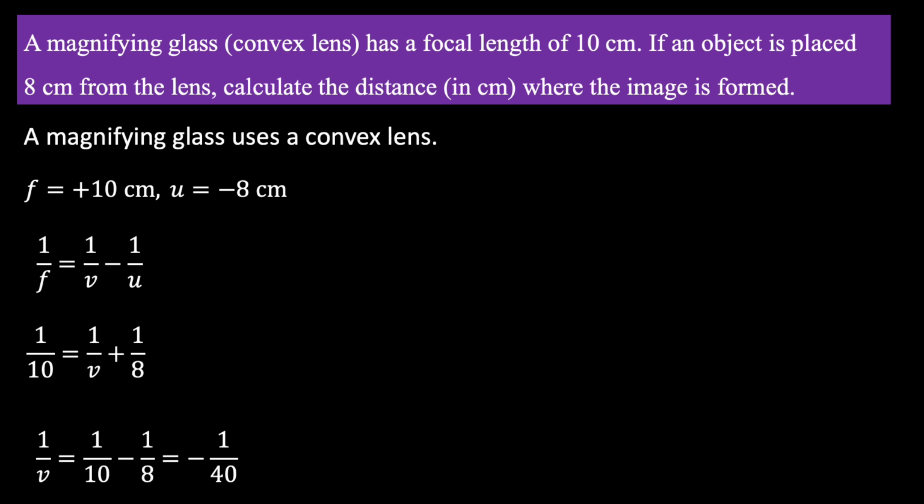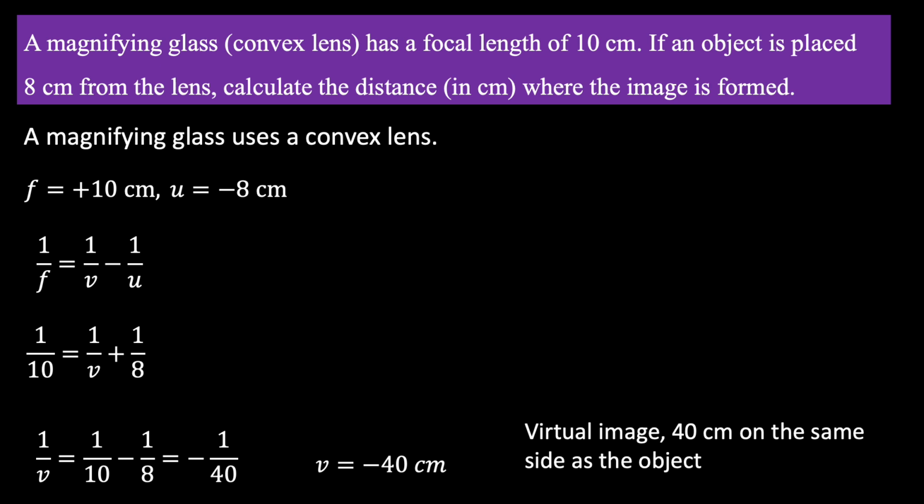Now I am writing the equation in terms of V. So 1 by V is equal to 1 by 10 minus 1 by 8, which will give me minus 1 by 40. Therefore V is equal to minus 40 centimeters. A virtual image is formed and the image distance is 40 centimeters. It is formed on the same side as the object.